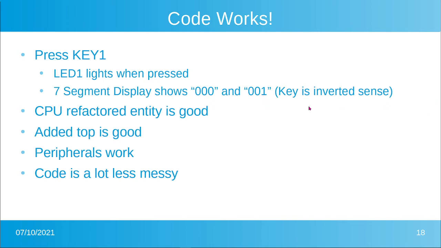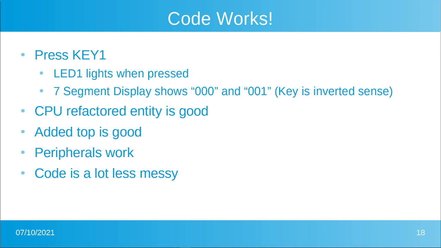So it demonstrates that the CPU refactoring into separate entities, a new top and then just the CPU with the peripheral bus below that, was good. The top is good. The peripherals work, the small set of peripherals we have. And man, that CPU entity is now just the CPU. It's not all the peripheral stuff.